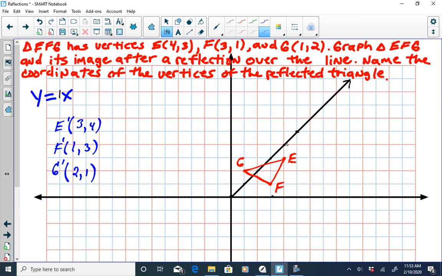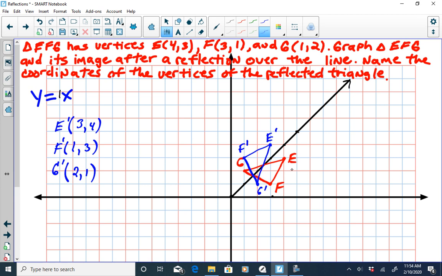So let's see if that looks like a reflection over the line, where each point is the same distance, opposite direction. So we go 3 comma 4, and that's going to be E prime, right? And that looks pretty good, right? Same distance from the line of reflection, opposite direction. 1 comma 3 is going to be our F prime. That looks good, same distance, opposite direction. And then G prime is at 2 comma 1. Right, there's our G prime, same distance, opposite direction. Those triangles should be congruent. If we connect our points kind of neatly, that looks good.